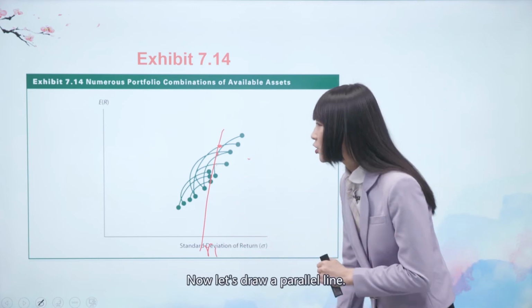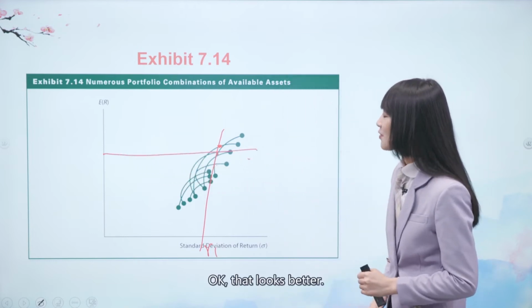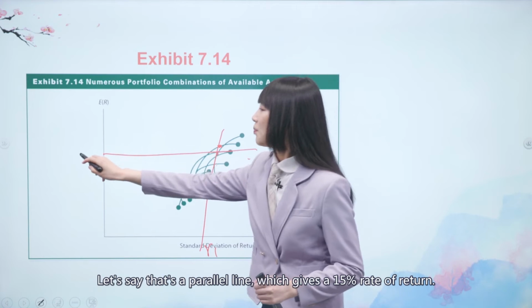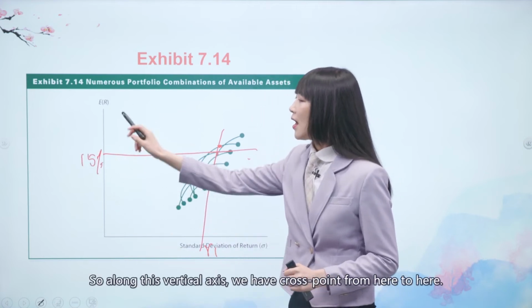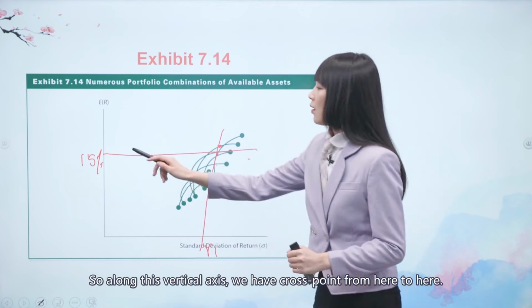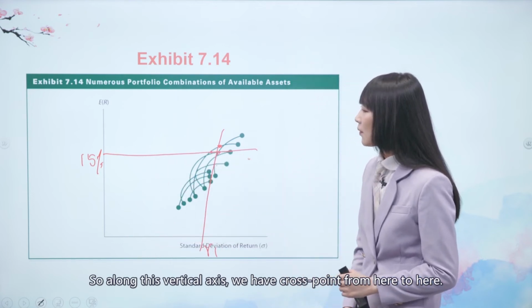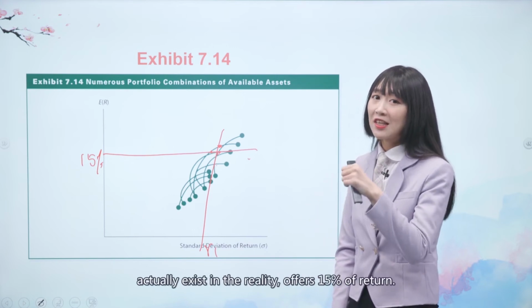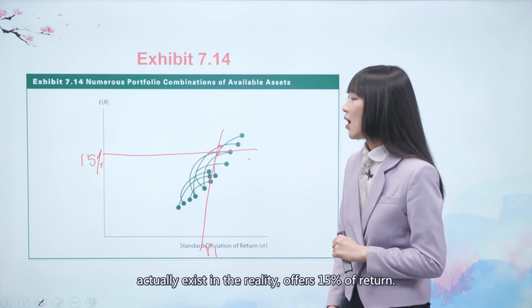Now, let's draw a parallel line. Okay, that looks better. Let's say that's a parallel line, which gives a 15% rate of return. So, along this horizontal line, we have cross points from here to here. And here are two possible portfolios that actually exist in reality, offering 15% of return.